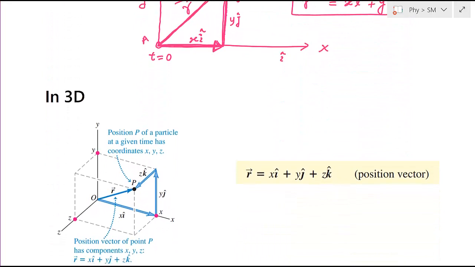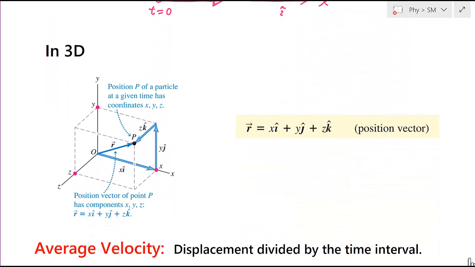Now what about if I have a motion in three dimensions? This is the extension of the previous case. If you have a motion in three dimensions, you will have x component, y component and z component. And then how will you denote the position vector? You will denote the position vector as xi plus yj plus zk. So only one thing we are changing, that we are adding a third component.